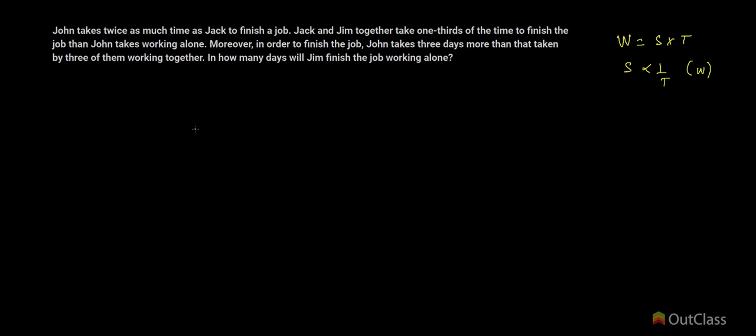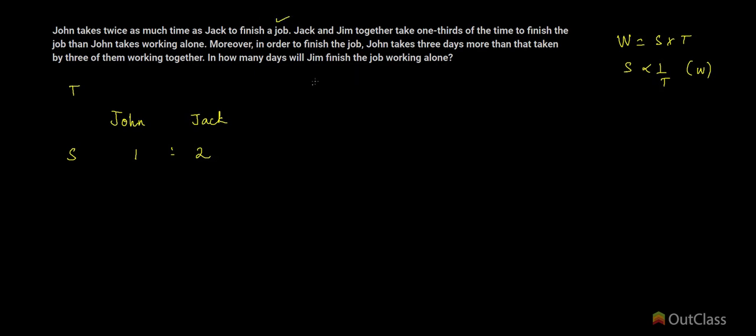So we have John and Jack initially, and then Jim is also brought in. John takes twice as much time. We have the time ratio and the speed ratio. Time ratio is 2:1, then the speed ratio will be 1:2. Jack takes less time, so he's faster. That is the first line.